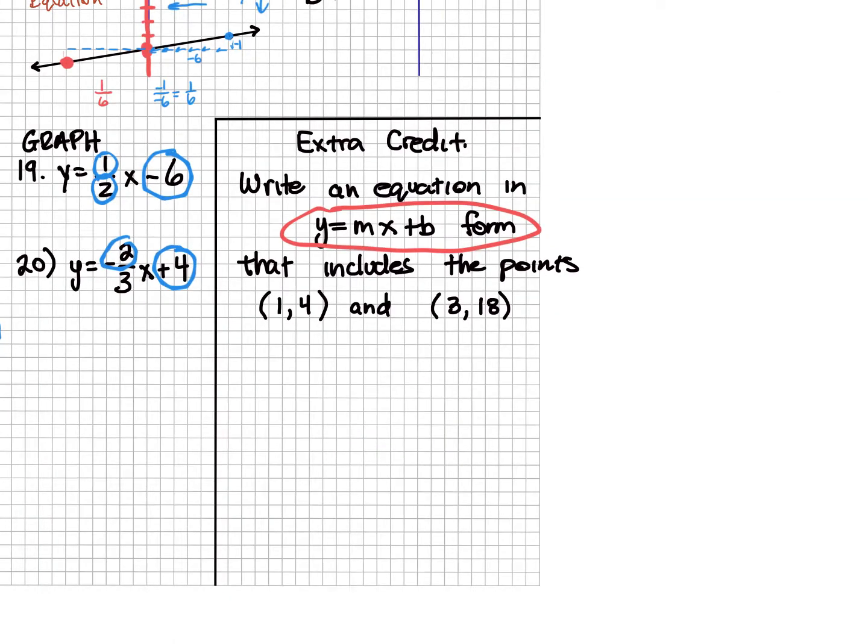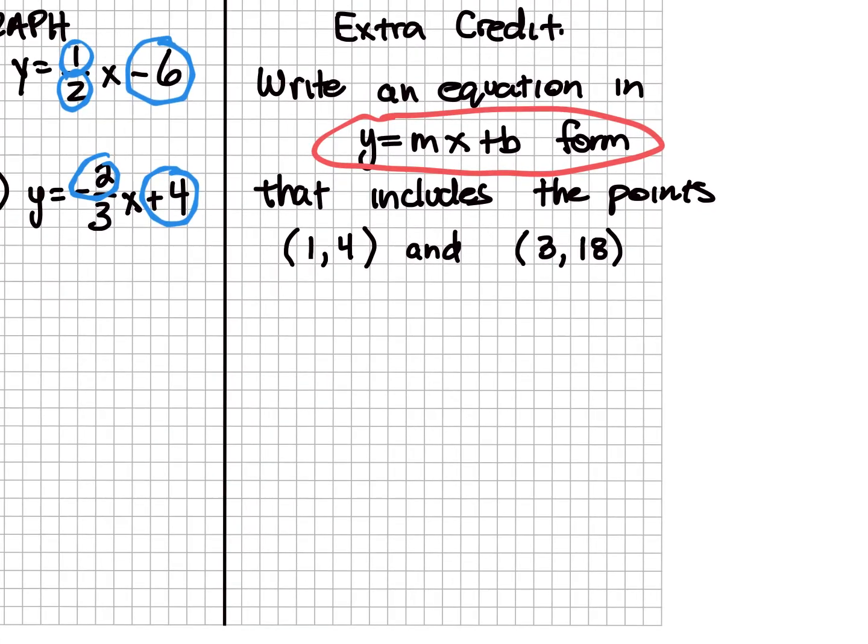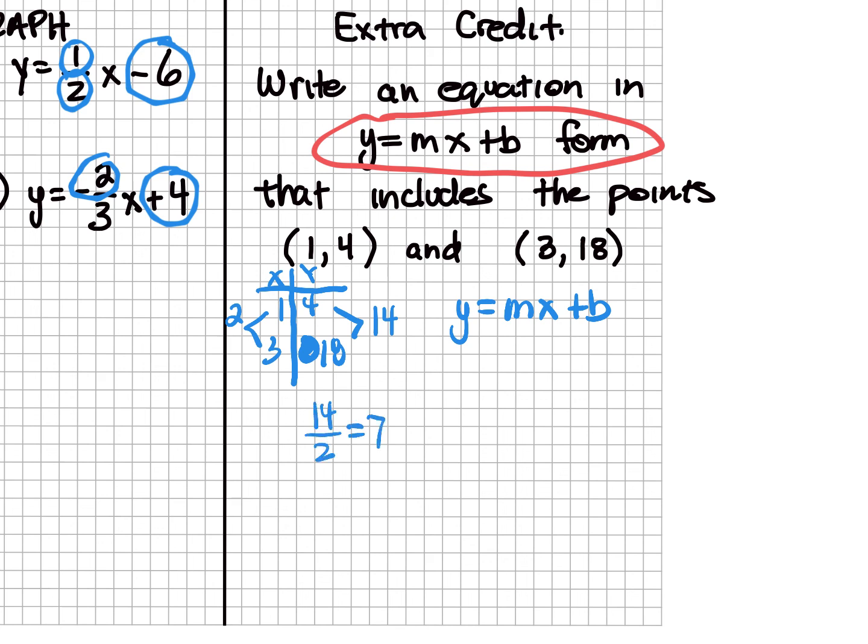All right, the extra credit. A few of you got it. Nice job. So points that go from 1, 4 to 3, 18. I would need to know what, if I'm trying to get their equation, I need to know what their slope is. I know that to go from 4 to 18 goes up 14, and to go from 1 to 3 goes over 2. So the slope goes up 14 over 2, so my slope is 7. So y equals 7x, that's where the slope goes, plus b.